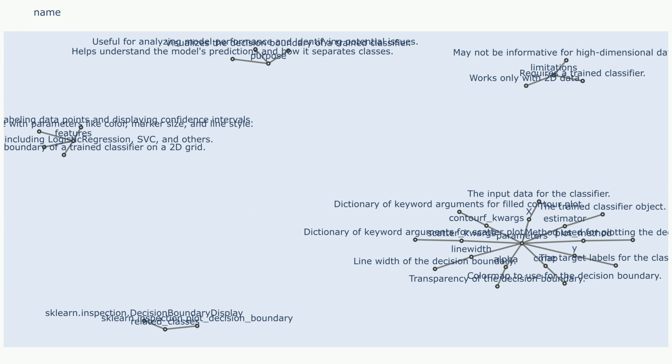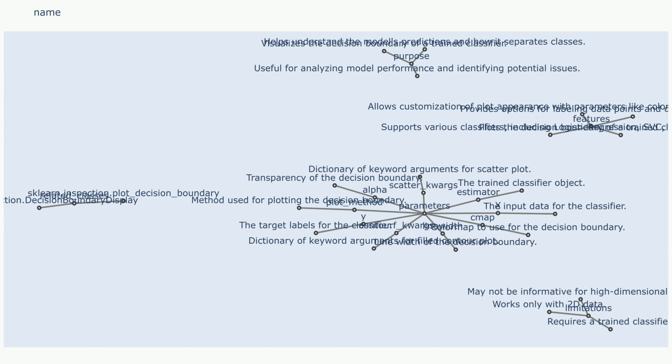3. Customization. You have control over various aspects of the plot, such as coloring. Customize the colors of the decision boundary and the data points. Contours. Choose the number of contour levels to display. Grid size. Adjust the resolution of the decision boundary grid. Axis labels. Set custom labels for the X and Y axes. Title. Add a descriptive title to the plot.